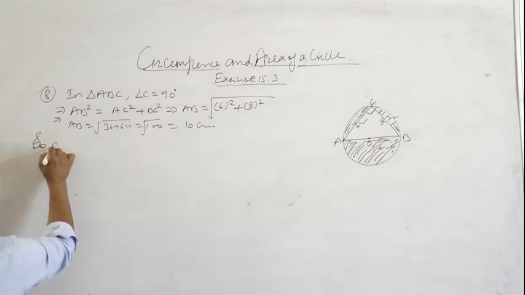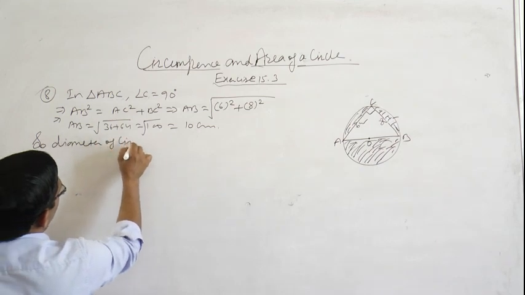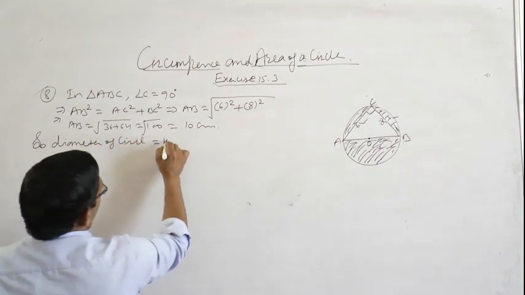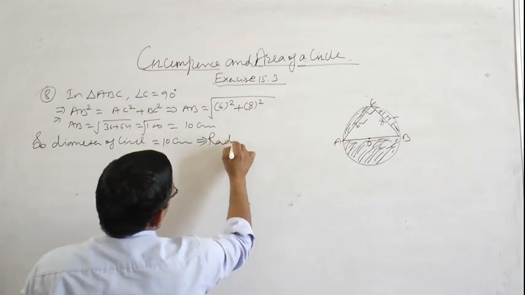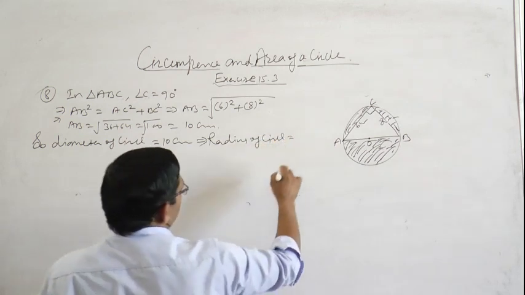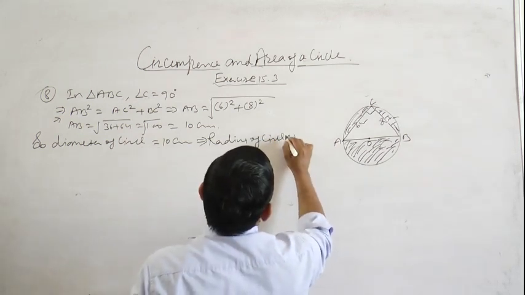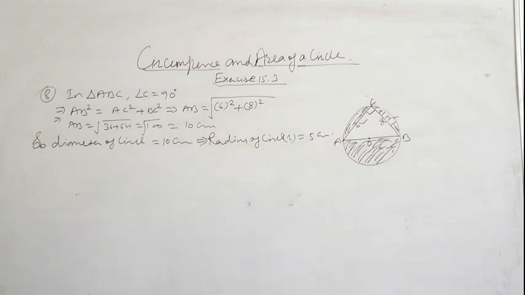So diameter of circle is equal to 10 centimeter, that is, radius of circle is equal to 5 centimeter. Because diameter of circle is 10 centimeter, so radius is 5 centimeter.